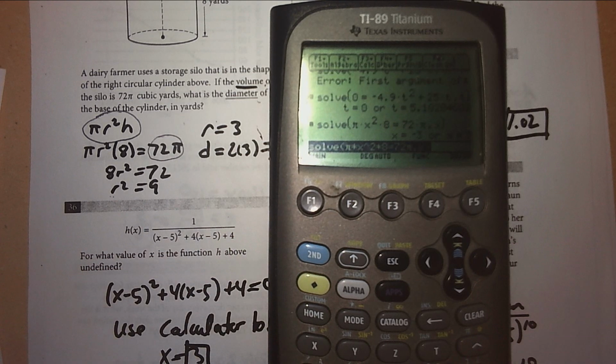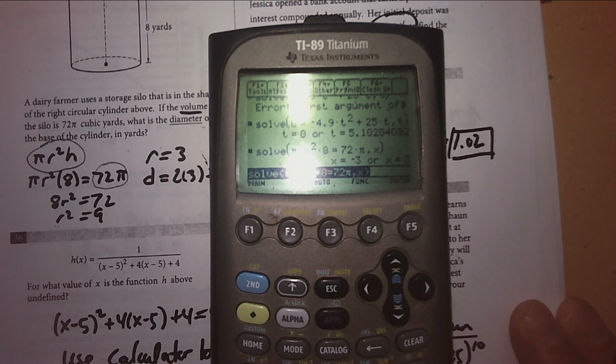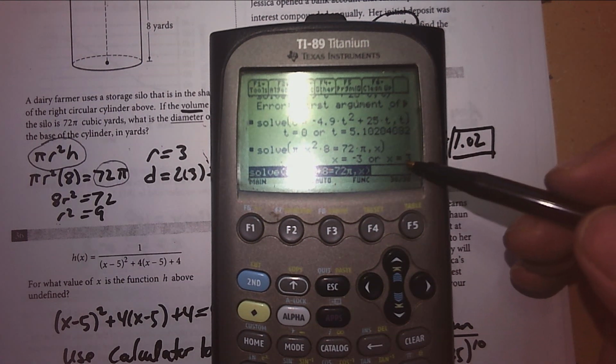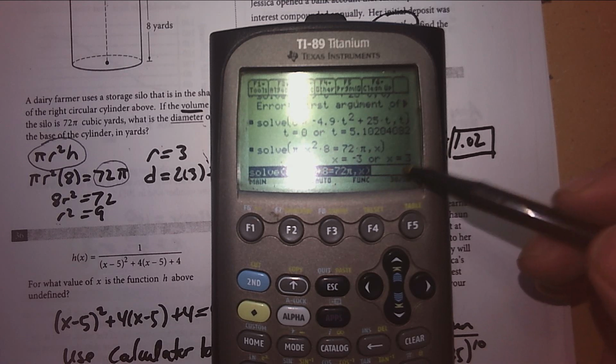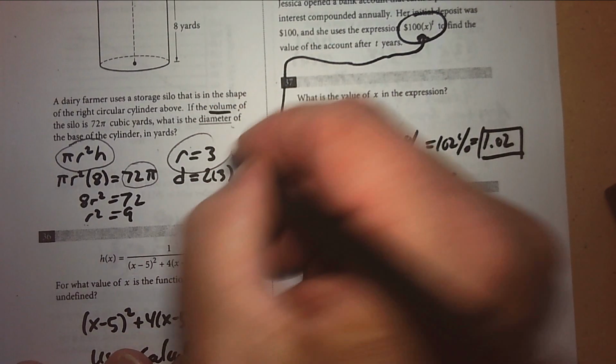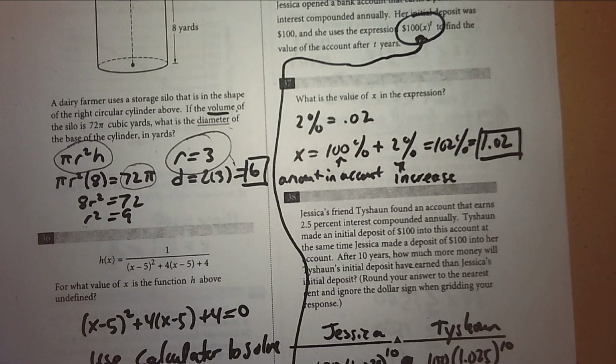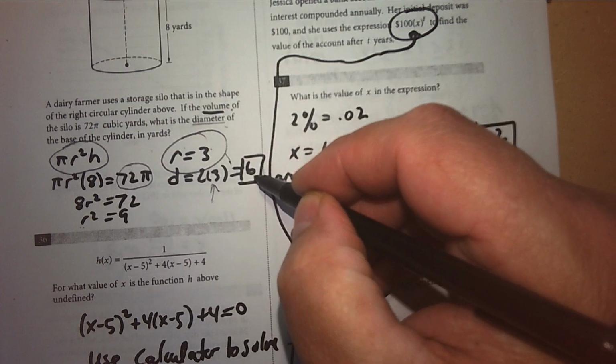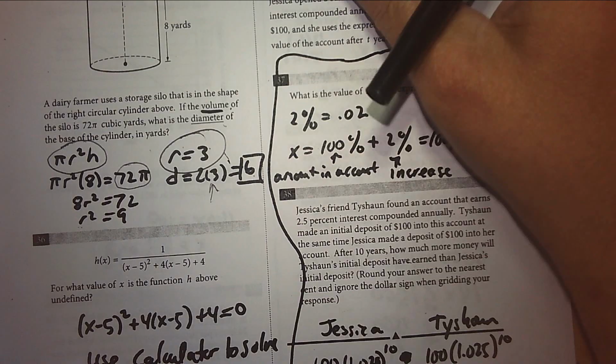So the two options when you solve for x are -3 or +3. Which one is the obvious answer for the radius of that cylinder? Not negative, it's going to be 3. See how you can use your calculator to solve it? And then the diameter is just double that, right? So the diameter is 6.